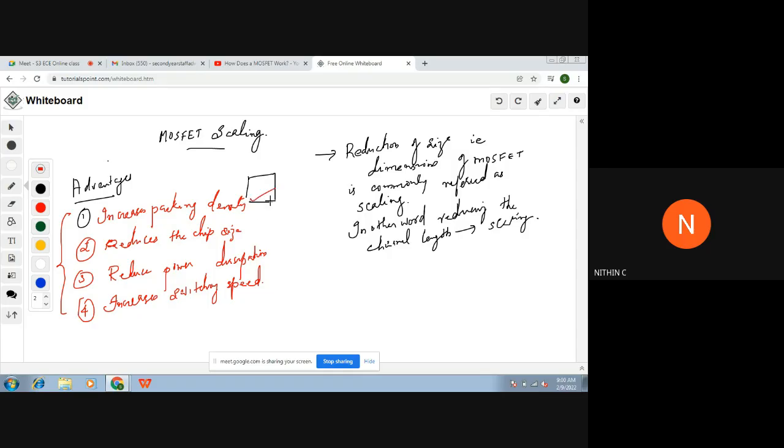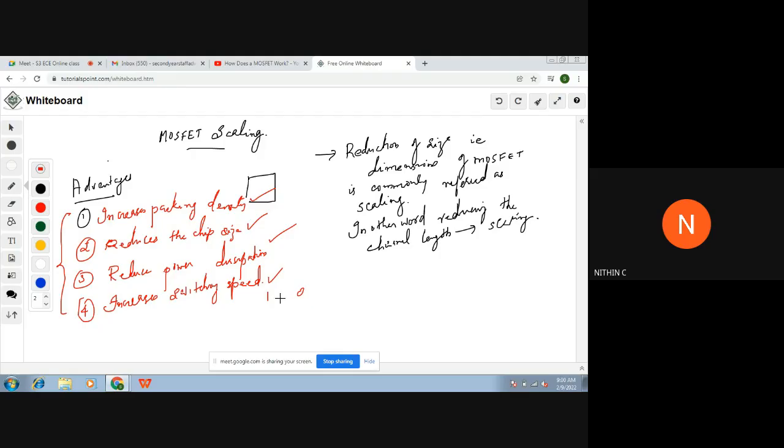Increases packing density, reduces the chip size, reduces the power dissipation, increases the switching speed. Switching speed means the speed of switching from 1 to 0, from the high state to the low state, or back. That is what we mean by switching speed. And this is the property that we make use of in digital circuits.